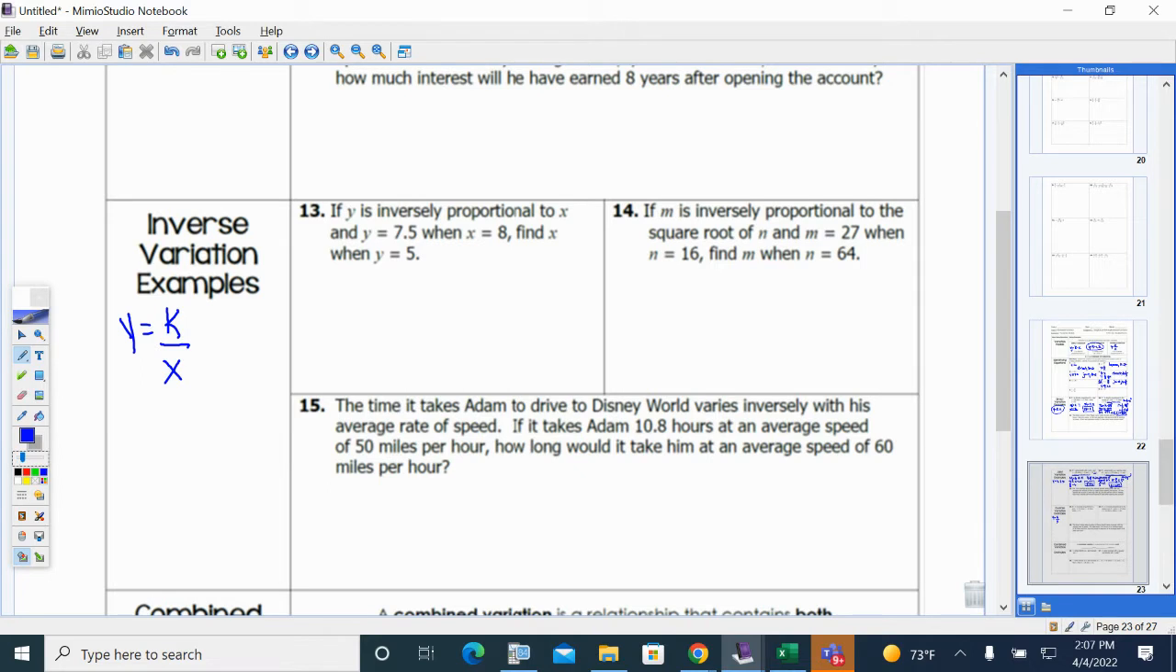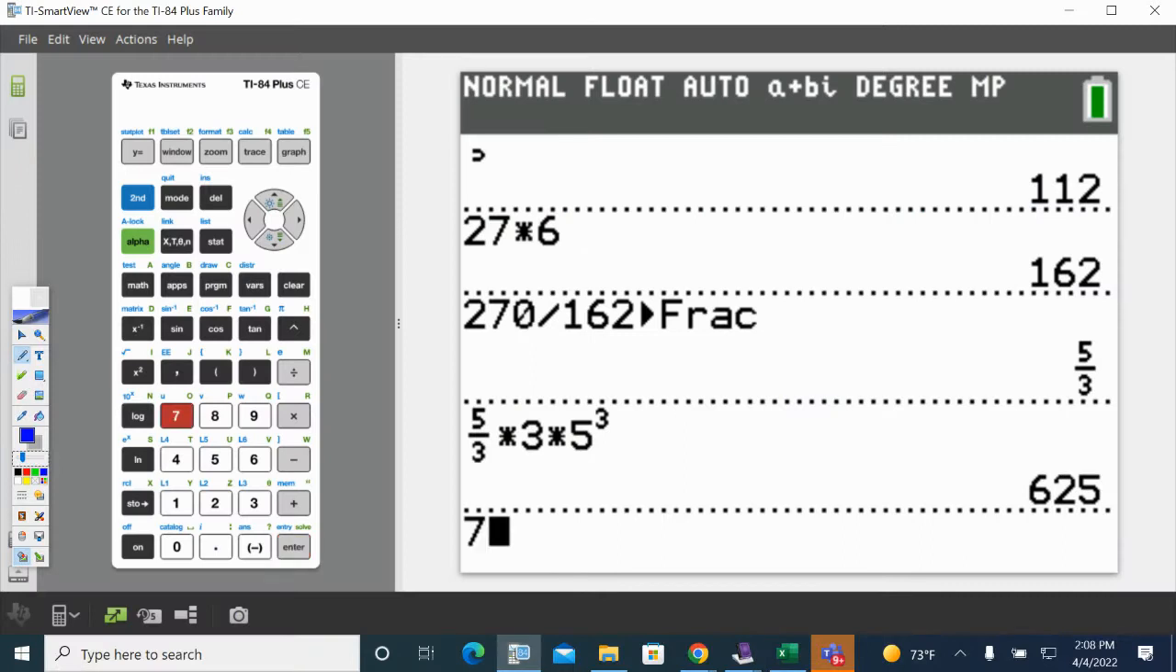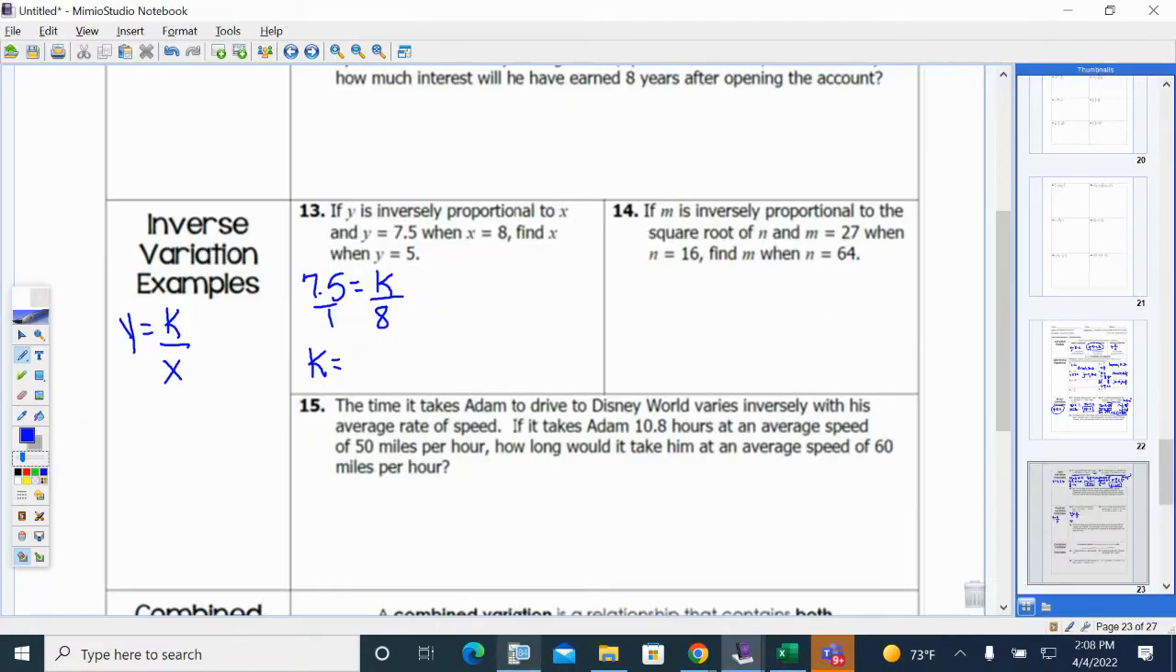Y is 7.5 when X is 8. So I'm going to use my proportions. K is equal to 7.5 times 8. And I get 60. So K is equal to 60.